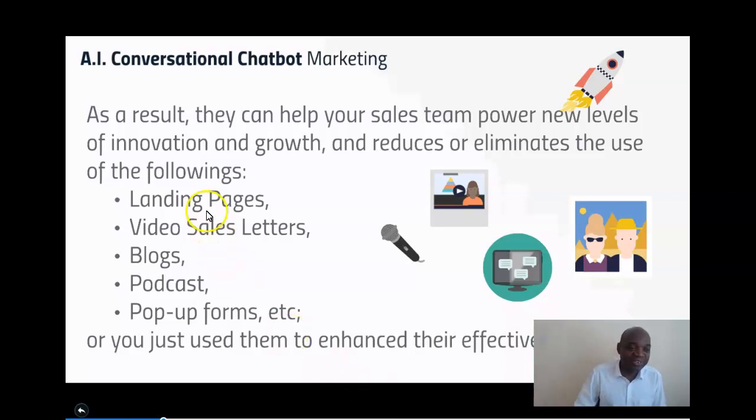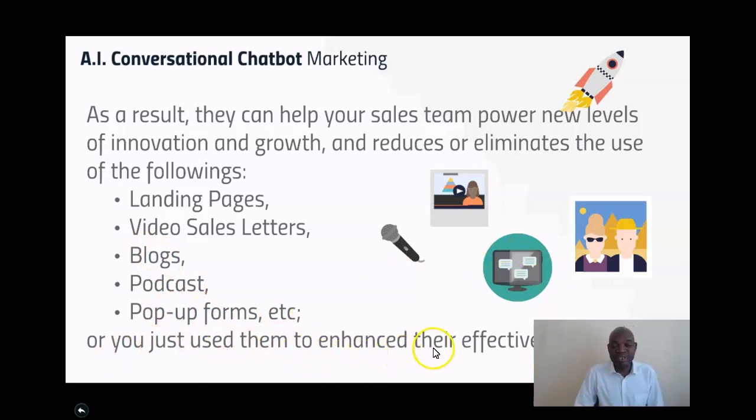With AI, you don't need landing pages. You don't need video sales letters because they are pre-built. The pre-framing already has the sales letter. You don't need blogs. You don't need podcasts. If you were doing podcasts before, you don't need any form of conversational blogging or pop-up forms, unless you just want to use them to enhance the effectiveness of these old methods of attracting your clients online.